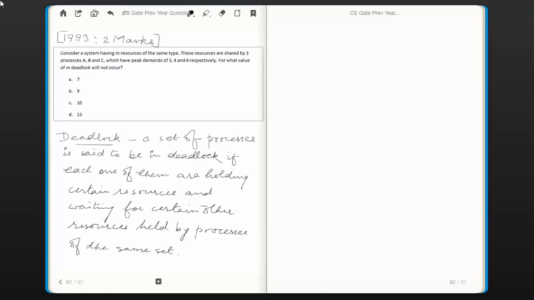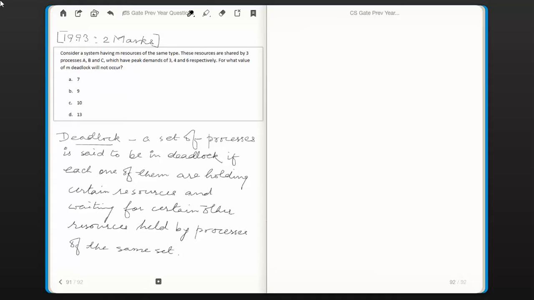Consider a system having m resources of the same type. These resources are shared by 3 processes A, B and C which have peak demands of 3, 4 and 6 respectively. For what value of m deadlock will not occur? If the system has got enough resources such that all the peak demands of these 3 processes can be met, then the system would definitely be deadlock free, right? So if the system has got 3 plus 4 plus 6 resources, 3 plus 4 is 7, 7 plus 6 is 13. If the system has got 13 resources, there would be no contention for resources between the processes and each process can get its peak demand met and can proceed towards completion without contending with other processes. So the system would definitely be deadlock free.